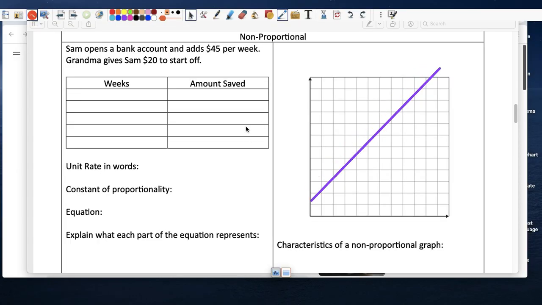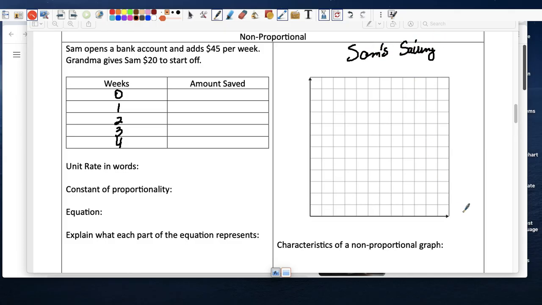I can just reinforce the idea that that's not proportional. Same scenario, except that in this scenario, Grandma went with Sam to the bank. And because Grandma is such a nice lady, the moment he opened the bank account, Grandma gave him 20 bucks to help him out.